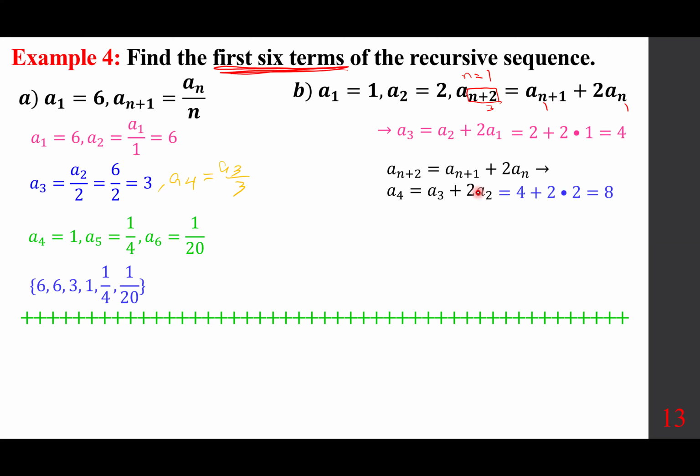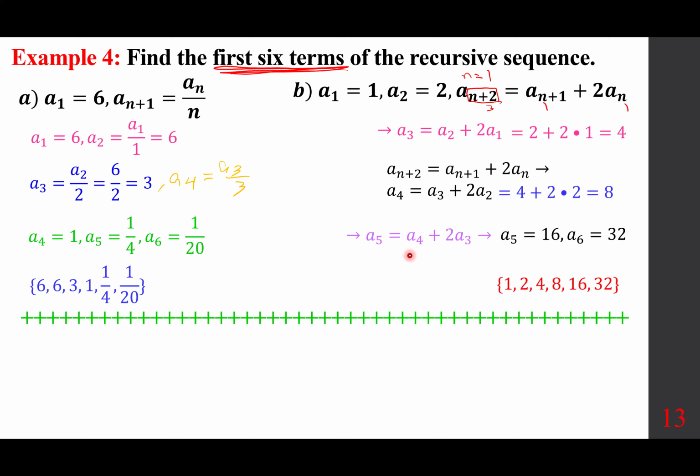Now let's do one more. If I want a sub 5, I need a sub 4 plus 2 times a sub 3. And I know a sub 4 is 8, and I know a sub 3 is 4. 2 times 4 is 8, and 8 and 8 add up to 16, and the next one is 32, and we're going to write all of them. I hope you're following that.